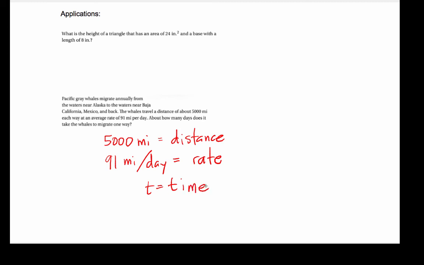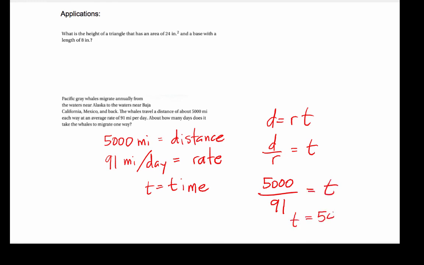How are these all related? Well, we have a formula for that, right? Distance equals rate times time. In this case, we're asked to solve for a time, so we could rewrite this as d divided by r equals t. We know a distance is 5,000. We know our rate is 91. We just need to divide that to get t. I get a value of 54.945.